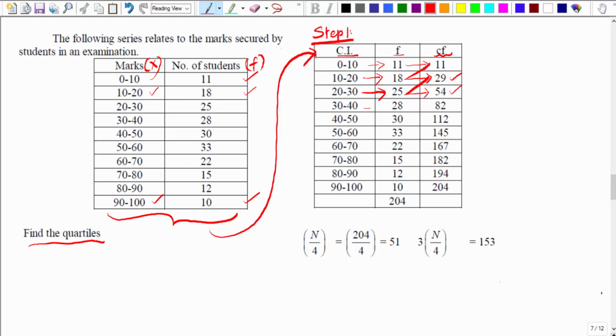In this way, we have to calculate for each and every item. If we calculate for each and every item, we get the cumulative frequency. Let me just clear this. We'll have this as the cumulative frequency for each and every item. So this is our step 1.